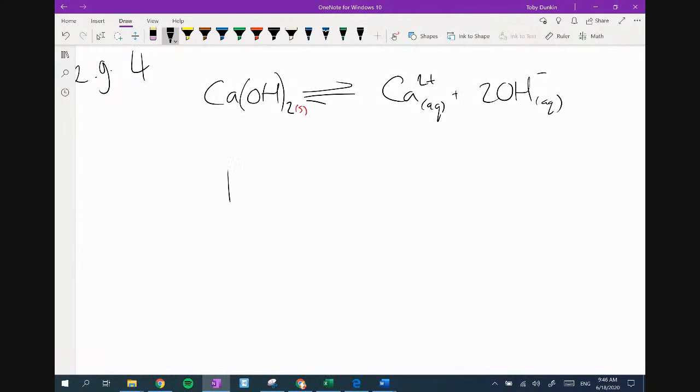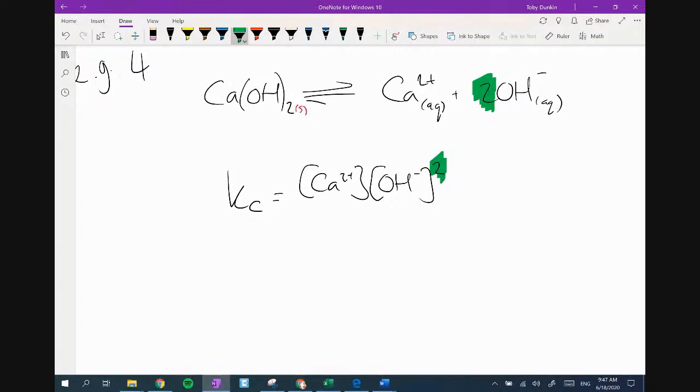Kc for the next one. So for solubility, Kc, products, OH minus to the power of 2. That's the point I'm trying to make there, guys. The stoichiometric ratio in the equation is the powers to which your reactants and products appear. And then this one, of course, doesn't appear. You're done. That's it.